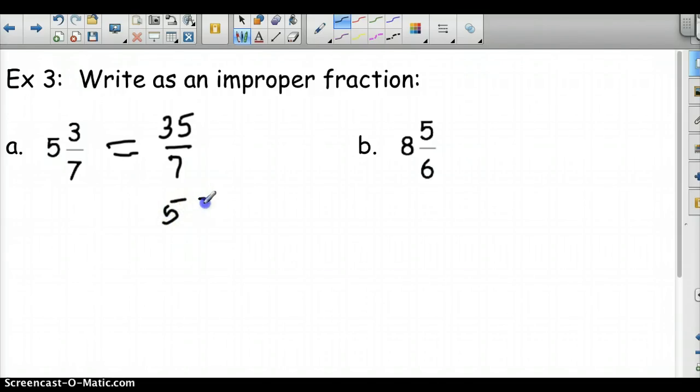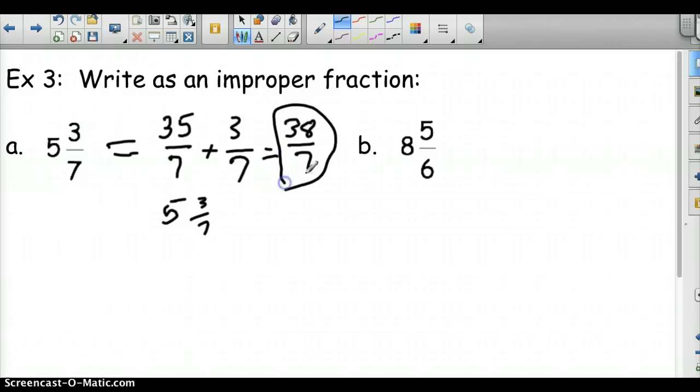Now, the 3/7 part, that's just the partial. And if we add the 35/7 plus the 3/7, and you should know, adding fractions, if you have common denominators, you just add across the top. 35 plus 3 is 38, and the denominator will not change. 38 divided by 7 is the answer. That's how I take care of that process.